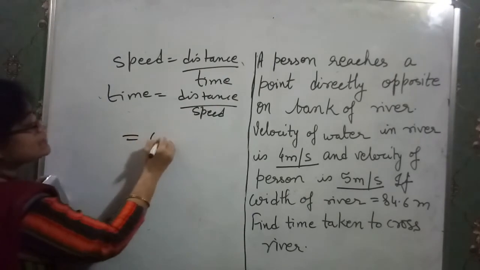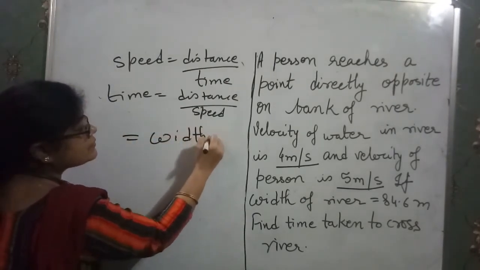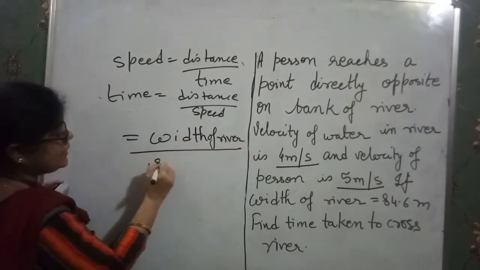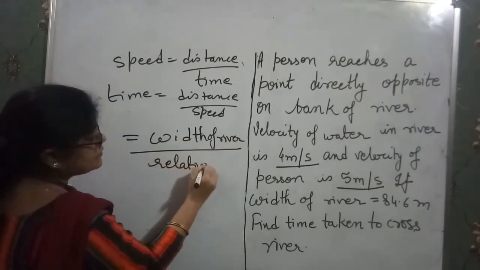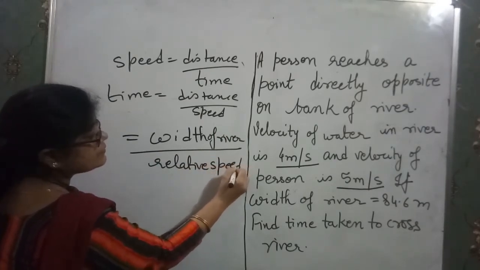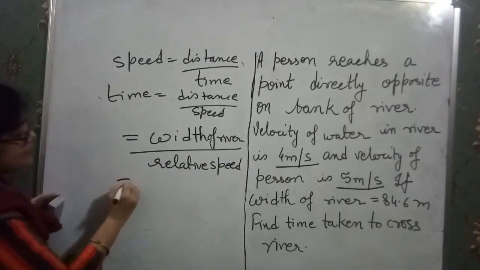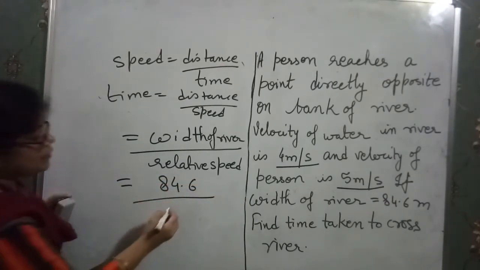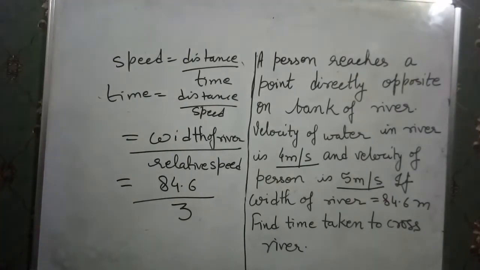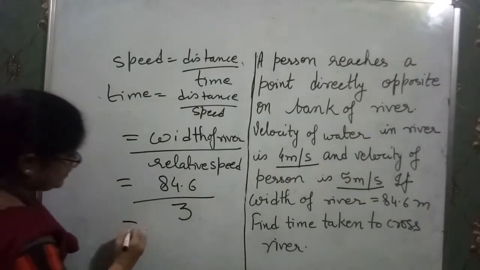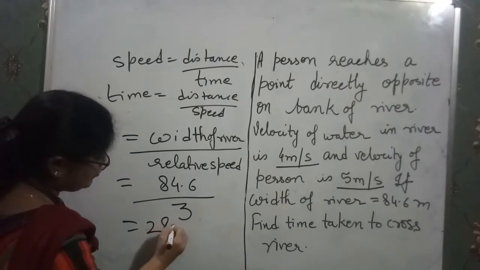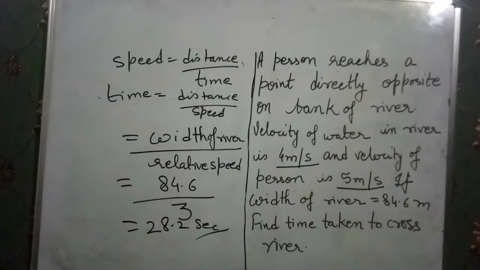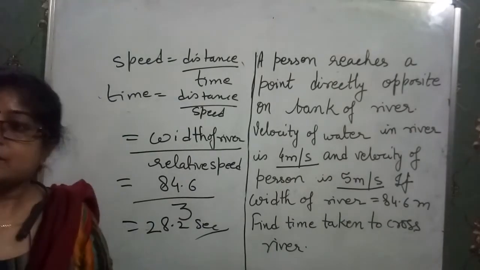So what is the distance? That is the width of river over relative speed. That means width of river is 84.6, and relative speed what we have found? 3. Now divide it. 84.6 divided by 3 is 28.2 seconds. In this way we can solve the questions related with the relative speed.